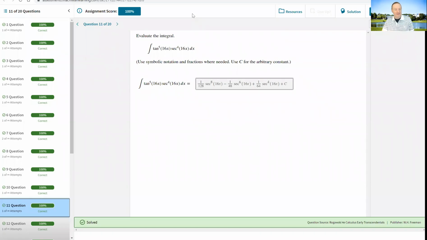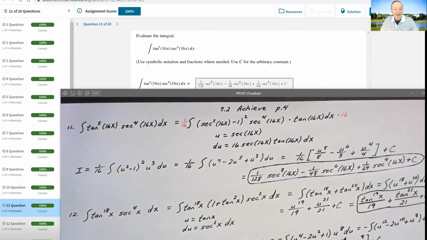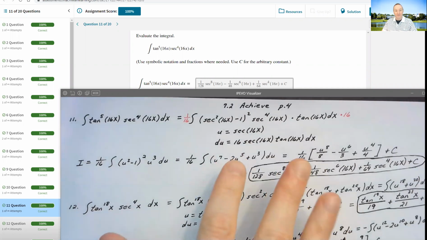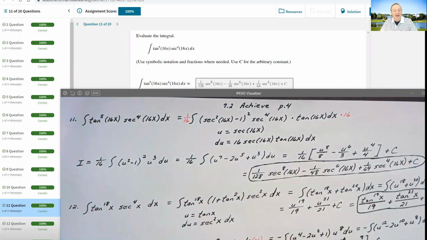Let's take a look at the remaining problems in the 7.2 Achieve assignment, still talking about the integrals of trigonometric functions. For number 11 here, we have the integral of tangent to the fifth of 16x times secant to the fourth of 16x integrated with respect to x.